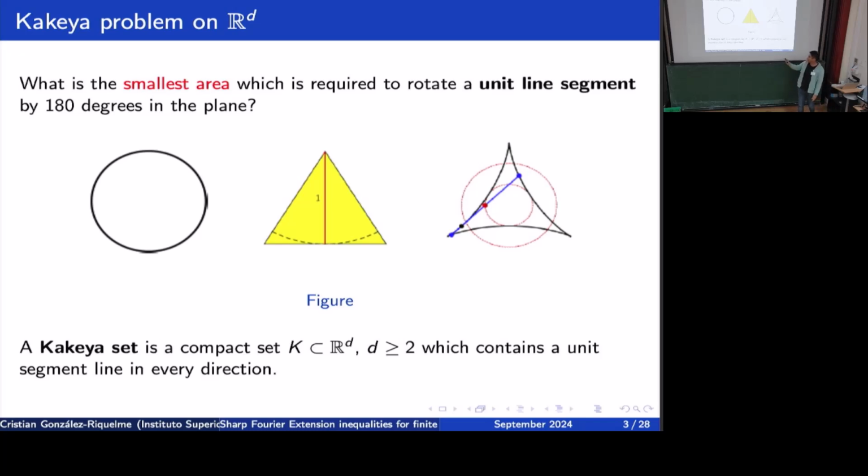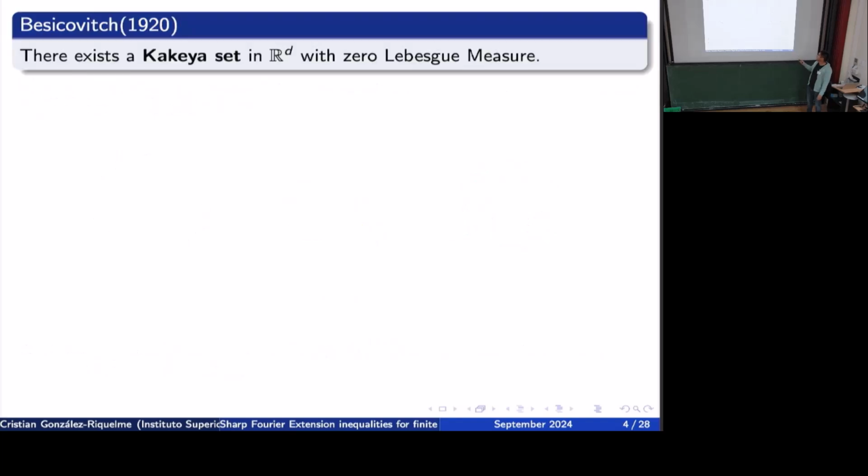We call a Kakeya set a compact set in R^d that has this property: it contains a segment of length one in each direction. All these sets are Kakeya sets, but they are not as interesting as the ones we will learn about a little later. For instance, we have the following result: there exists a Kakeya set in R^d with zero Lebesgue measure. So you have a very small set in which you can have a segment in each direction. The first time I learned this, it was kind of magical.